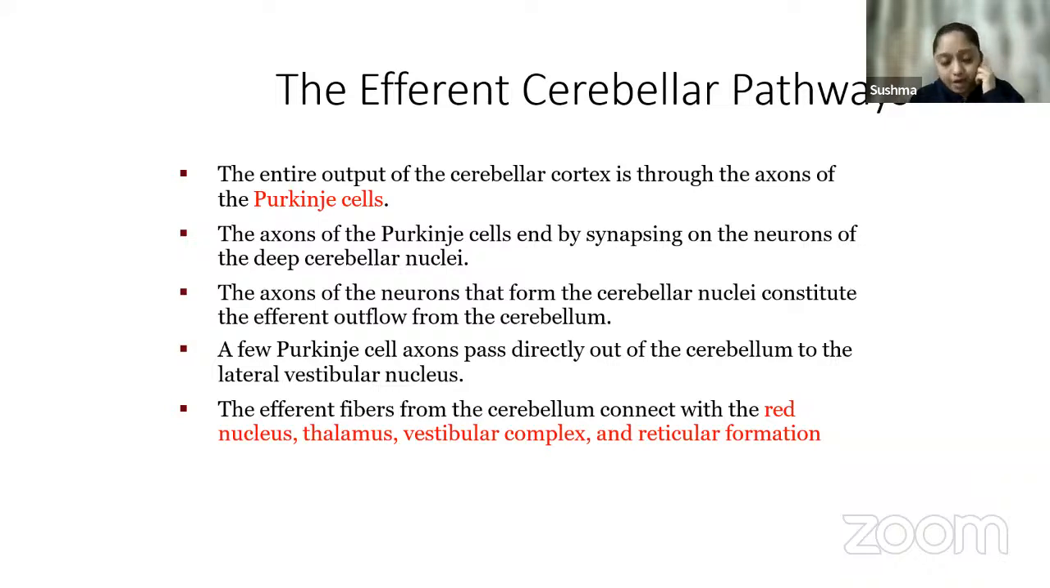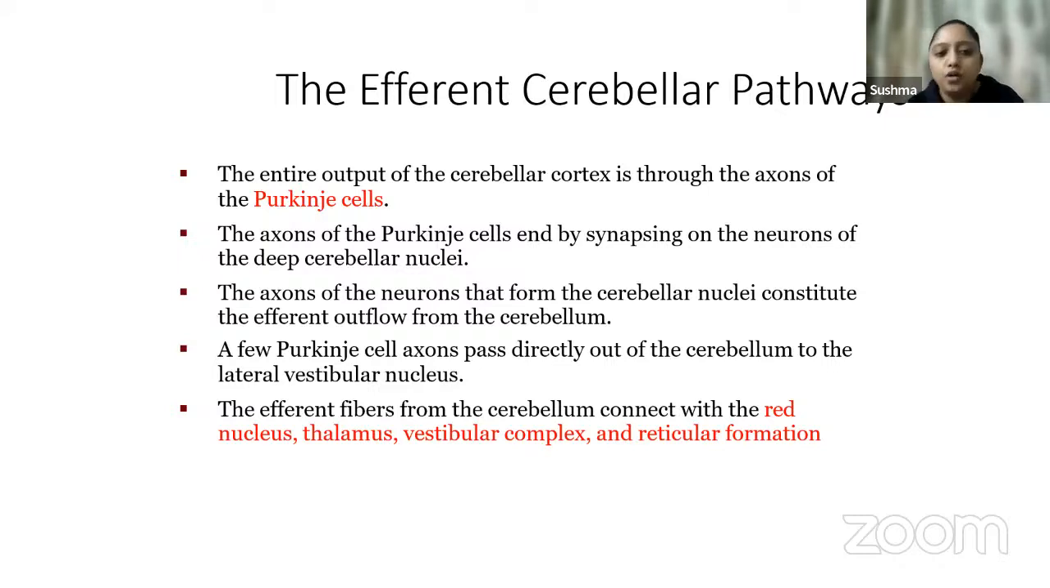Correct? There are deep cerebellar nuclei, globose nucleus, emboliform nuclei, all of them, DEGF. If you remember, that is the mnemonic that we have. Correct? Dentate, emboliform, globose, and, sorry, I forgot the F. So DEGF is the mnemonic that we have, and then they synapse with the neurons of the deep cerebellar nuclei. From the deep cerebellar nuclei, the efferents arise out of the cerebellum.